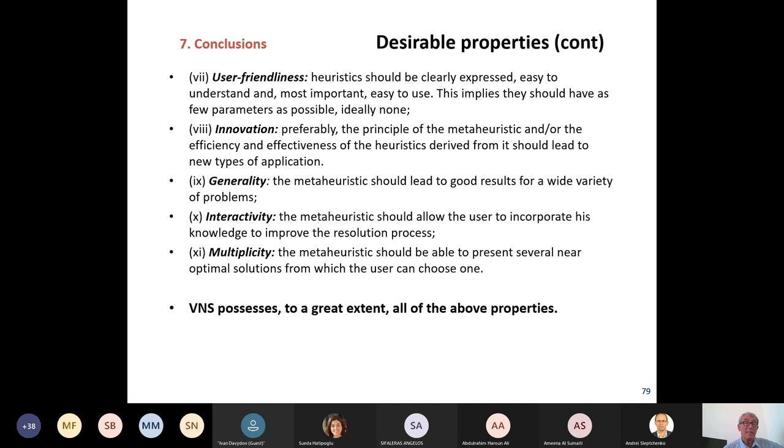So there are some kind of conclusions. What are desirable properties of any metaheuristic? Should be user friendliness. Heuristics should be clearly expressed, easy to understand, and most important, easy to use. This implies they should have as few parameters as possible, ideally none. No parameter. VNS has just one parameter, Kmax. If you apply tabu search, you will see 5, 6, and students are usually lost.